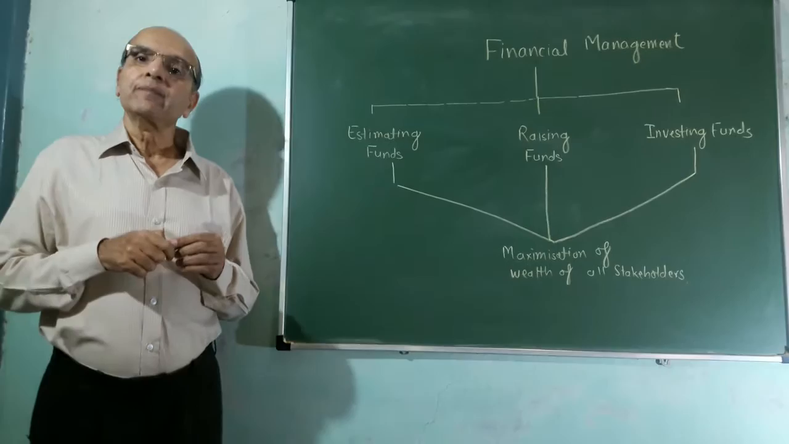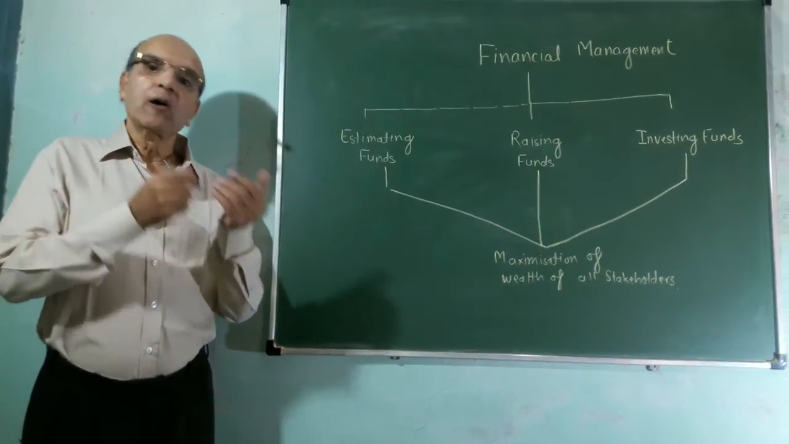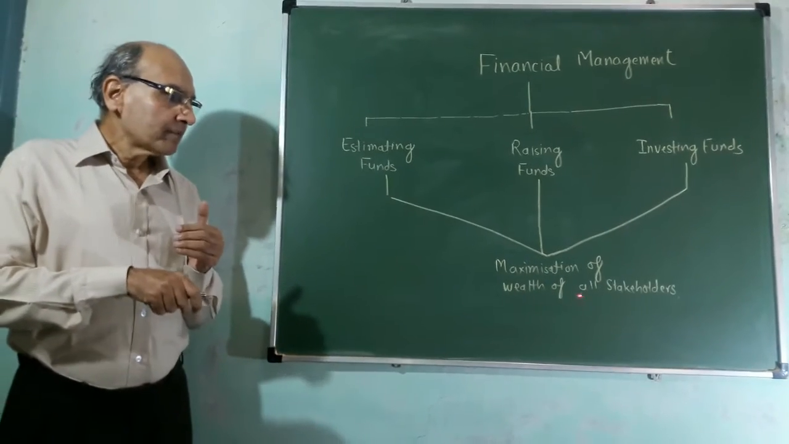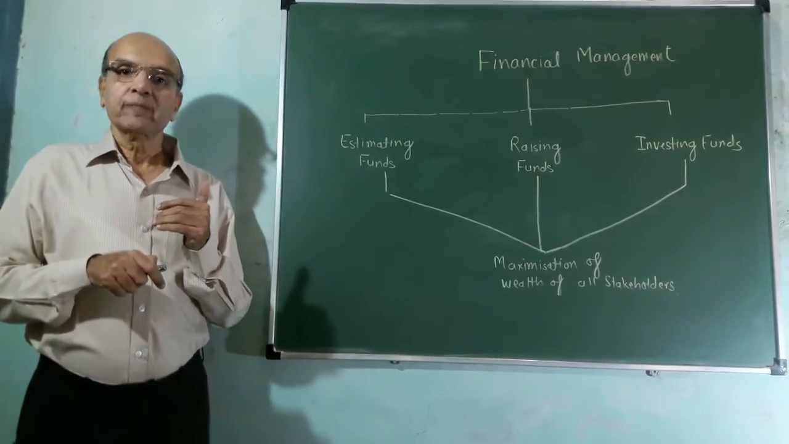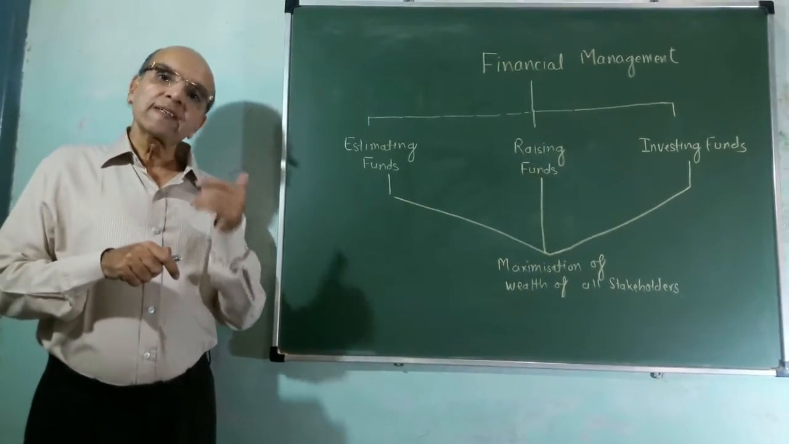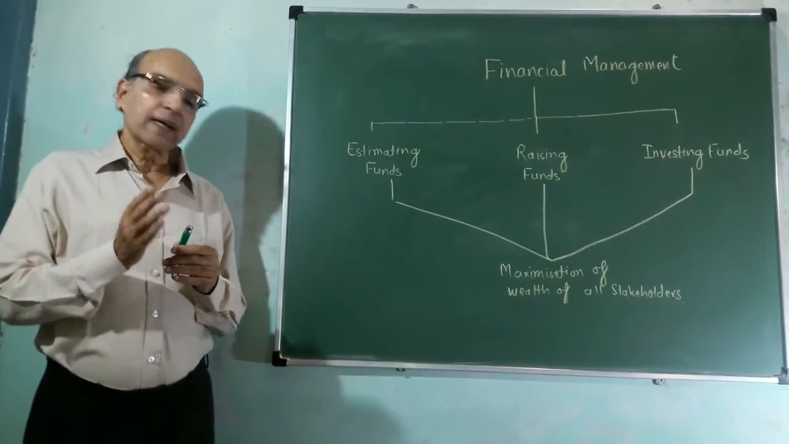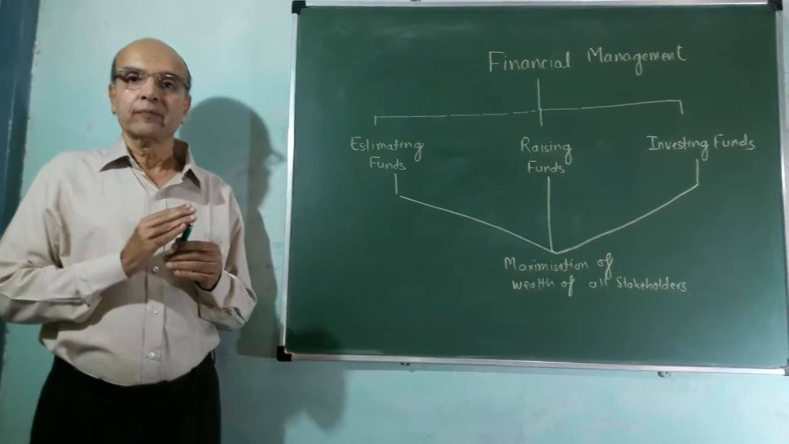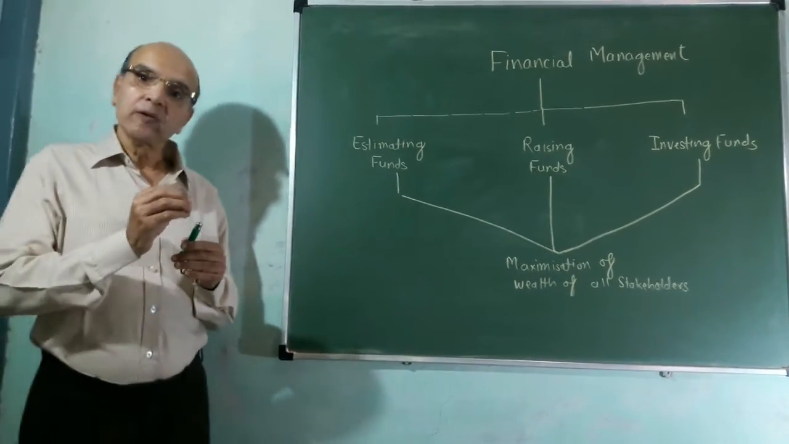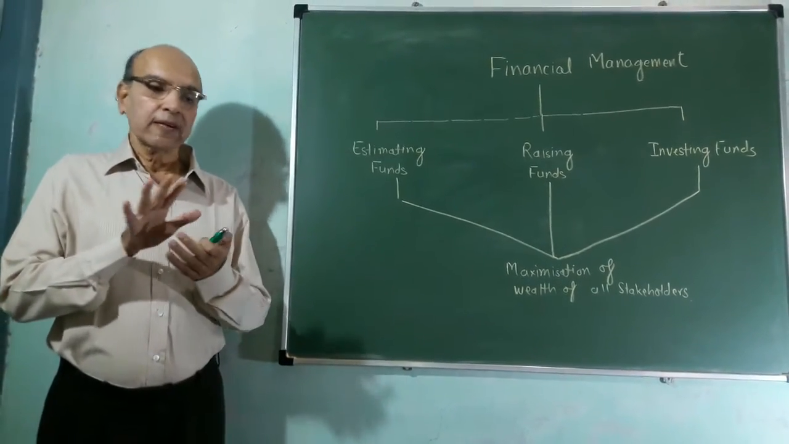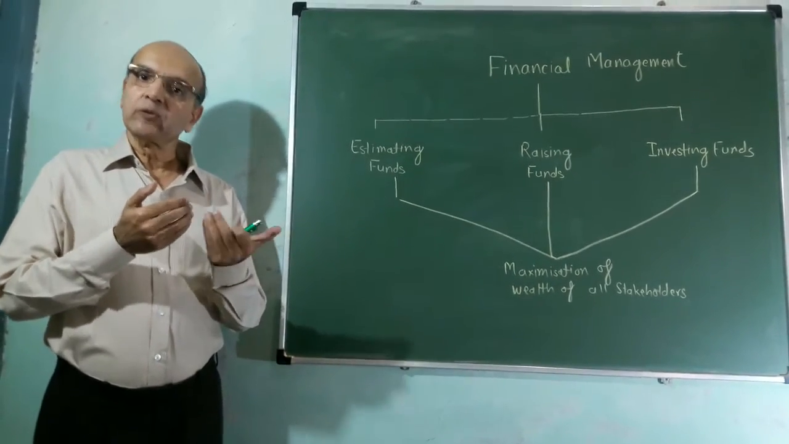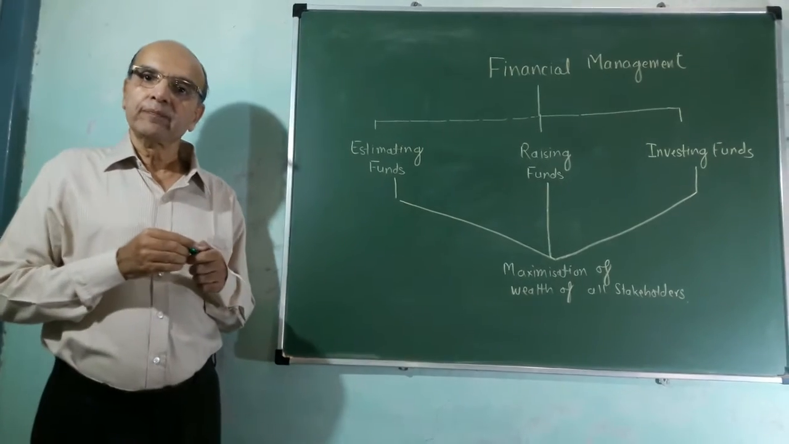Now what is the question? Why do we do all these things? We do all these things because there are stakeholders in the company. What are stakeholders? The stakeholders are the persons who have got some interest in the company. They are not only shareholders. Of course, shareholders are one part. Shareholders are your main stakeholder, not all. They have given you money.